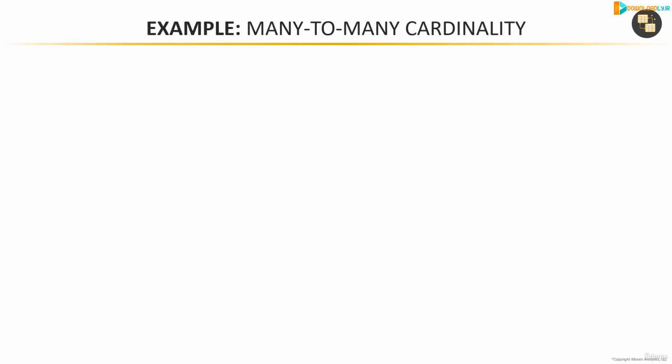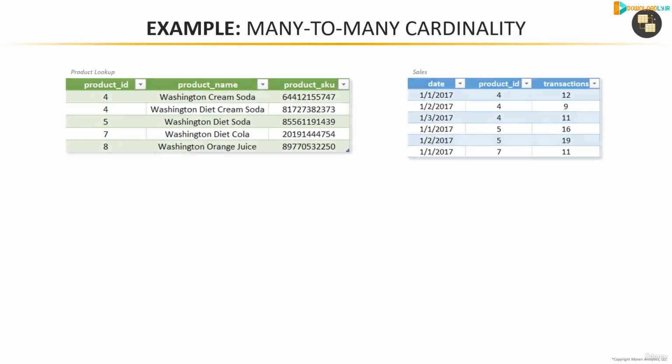The next example that I want to talk through is the many-to-many cardinality. This one's a little bit trickier, but imagine you have two tables like this. Again, you've got a product lookup table in green. Now you have a sales data table in blue. Normally, you'd have a one-to-many relationship here because there should only be one instance of each product ID in the green lookup table, but in this case, we have a duplicate ID with product ID number 4.